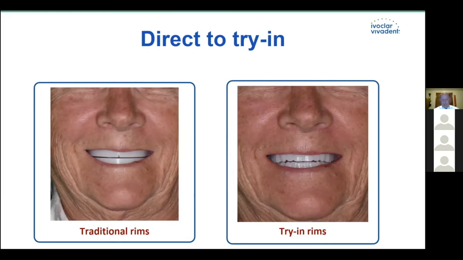So the rim stage is gone. It's gone. And so this direct to try-in, if we have to start from scratch, is a great way for that second appointment. I already got something to look at and something for the patient to look at and start making some discriminating judgment on the length of the teeth, the position of the teeth, the selection of the teeth, et cetera. So it's a great workflow.